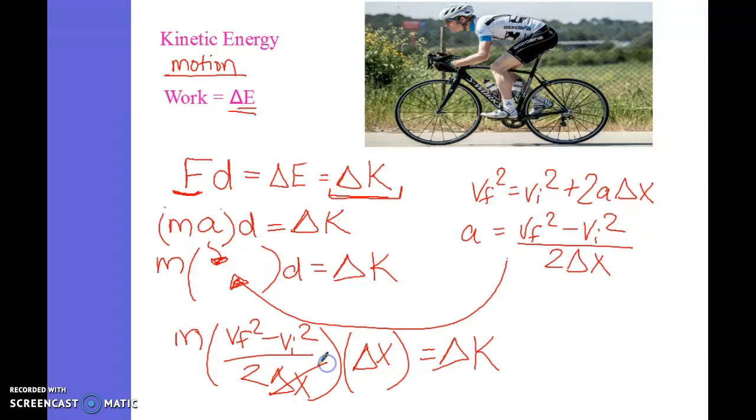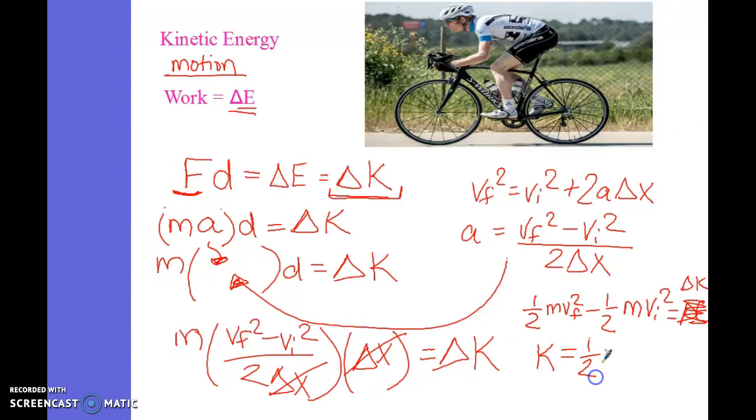Now, if you notice, this delta x will cancel with this delta x. So we are left with 1/2 mVf squared minus 1/2 mVi squared equals delta K. So therefore, our kinetic energy must be the quantity described by 1/2 mv squared.